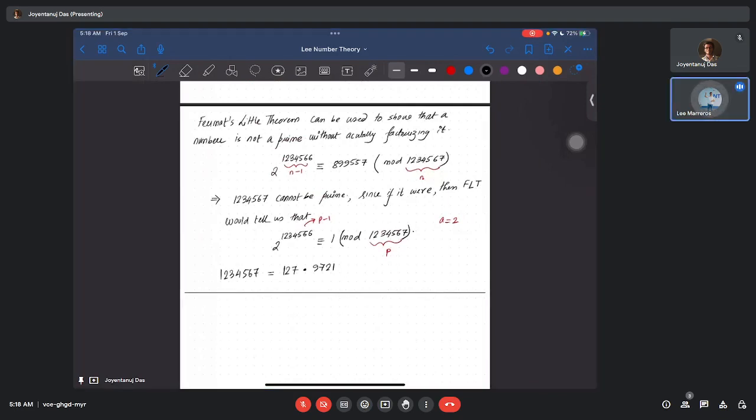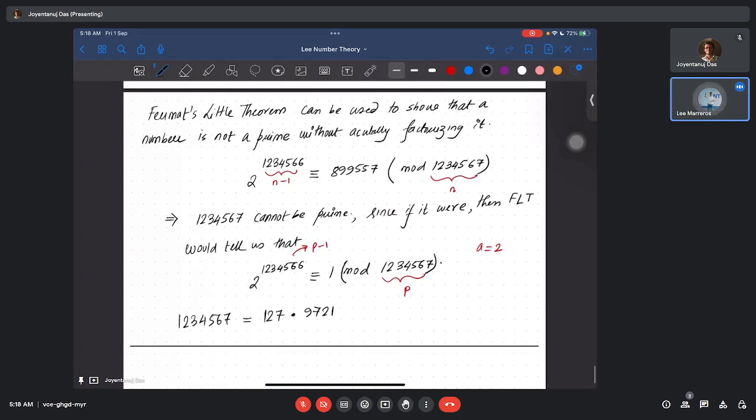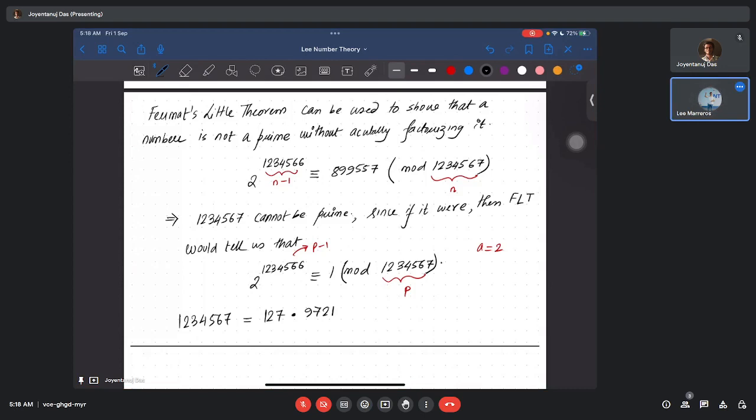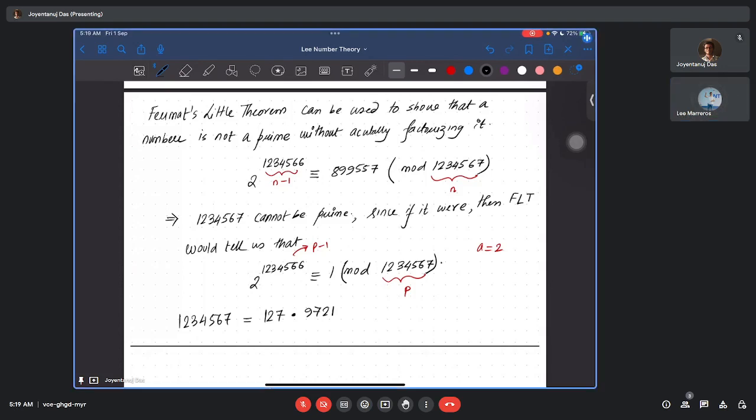But wait, so here the conclusion will be: since 2 to the power of p minus 1 is not equivalent to 1 mod p, then we say that p is not a prime number. Right. So we can conclude that p is not a prime number. Okay. So next, let us say this.